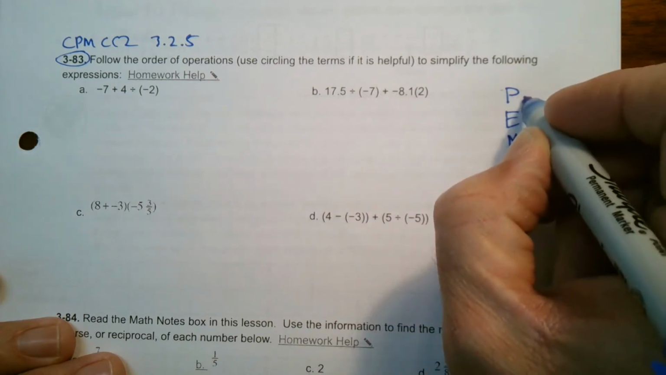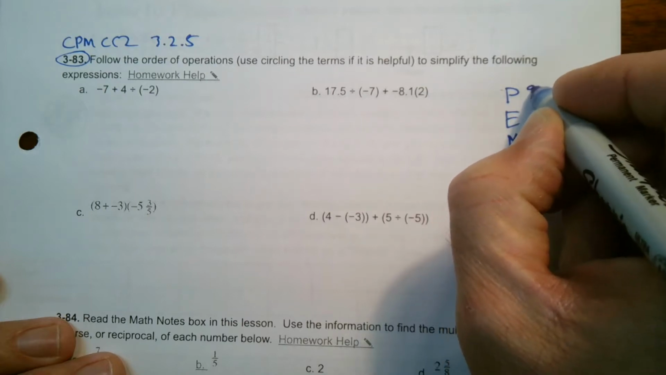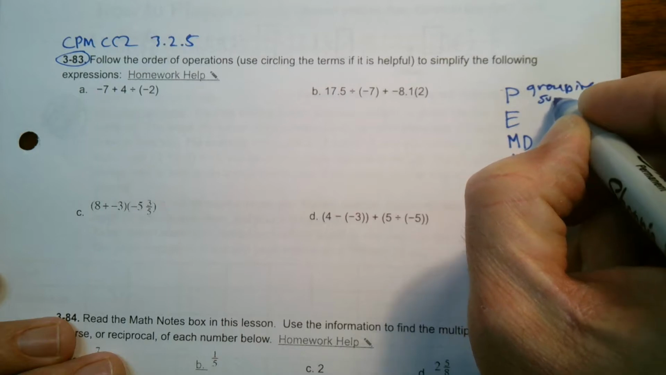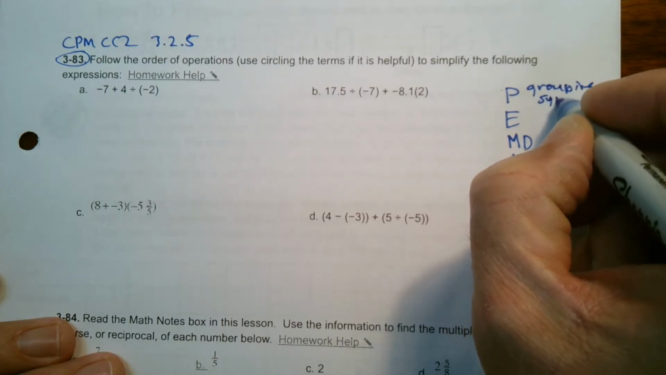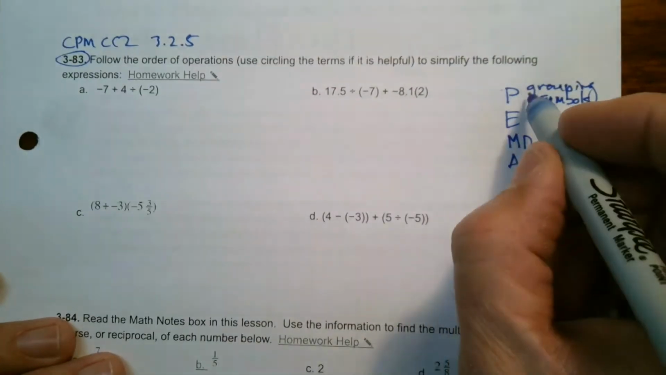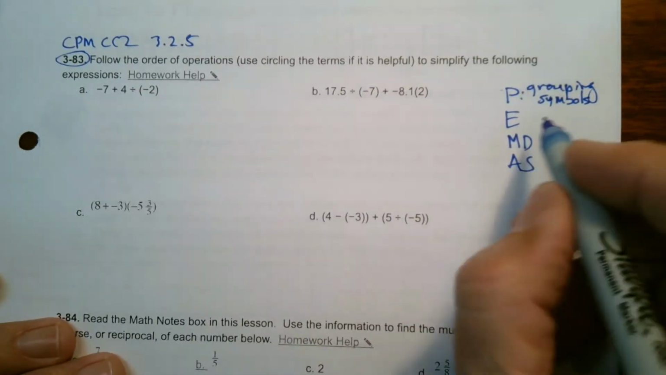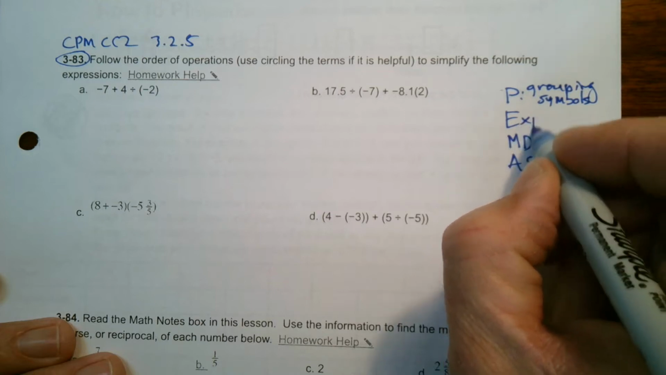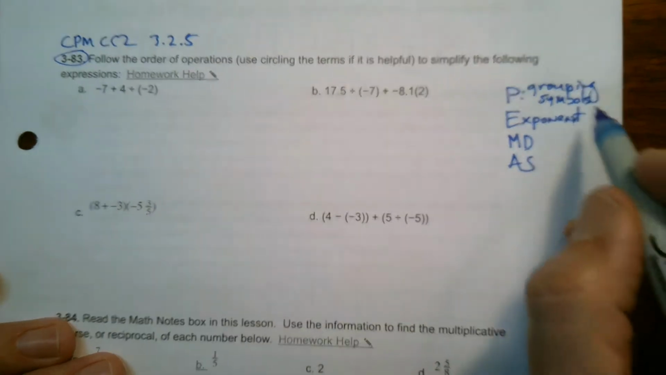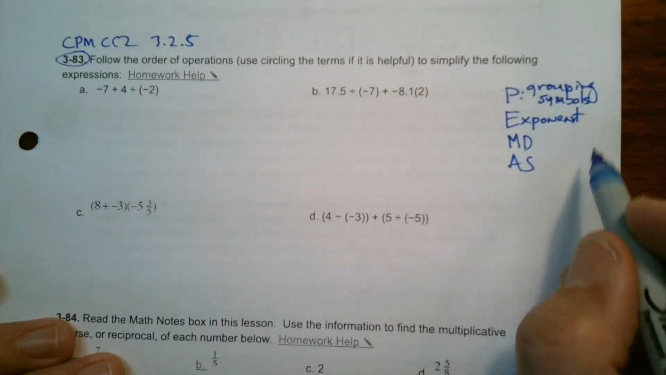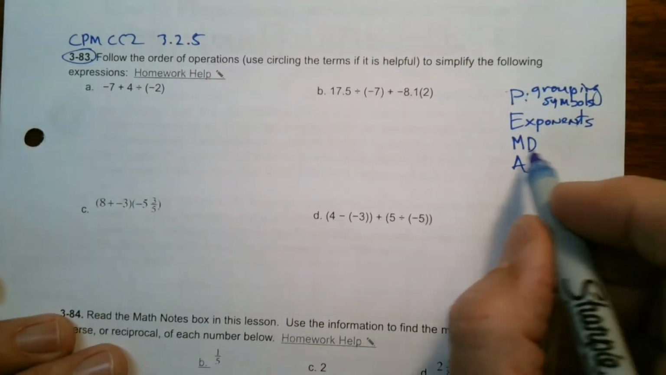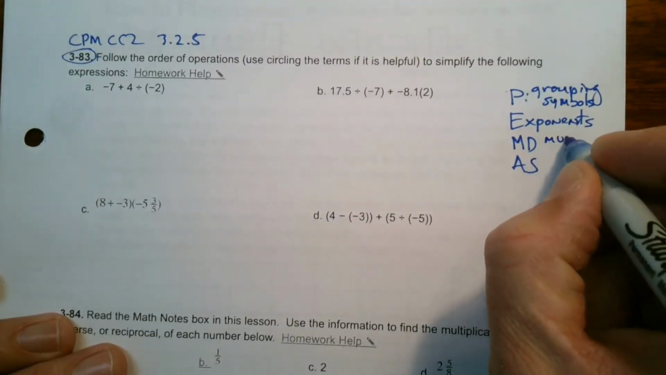What does that mean? PEMDAS is parentheses, or specifically your grouping symbols, because sometimes there'd be brackets. So that's your P for parentheses or grouping symbols. E is exponents, where you have a higher degree than 1, squared, cubed, etc. And then MD is multiply, divide.